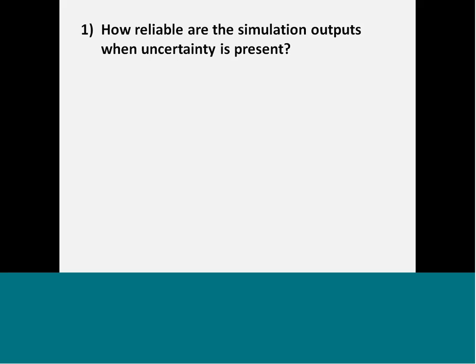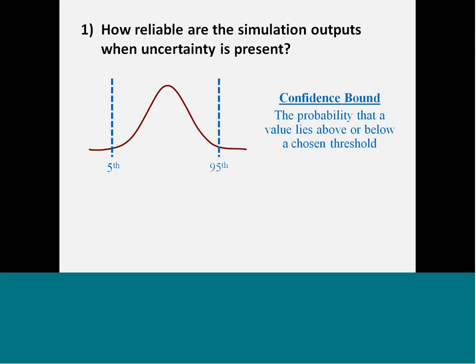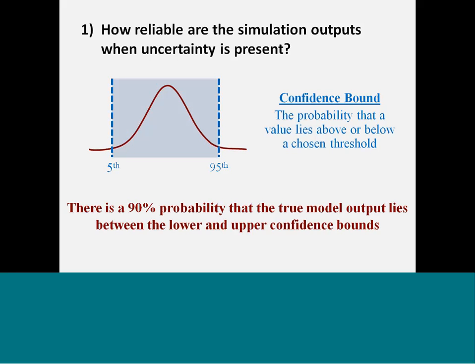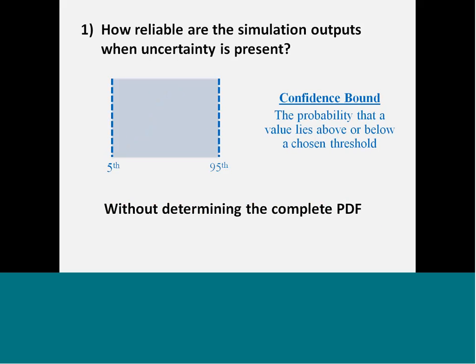For our first question, how reliable the simulation outputs are in the presence of uncertainty, we get our confidence bound. Remember, it's going to be a lower and an upper bound that we're interested in. But instead of dealing with the full probability distribution that we did before, we don't need to generate a probability distribution function at all. We can simply estimate what those bounds are with a more direct method. Each bound, instead of requiring thousands of iterations, requires n+1 iterations, where n is the number of input parameters. So we'll have to do n+1 iterations for each bound.